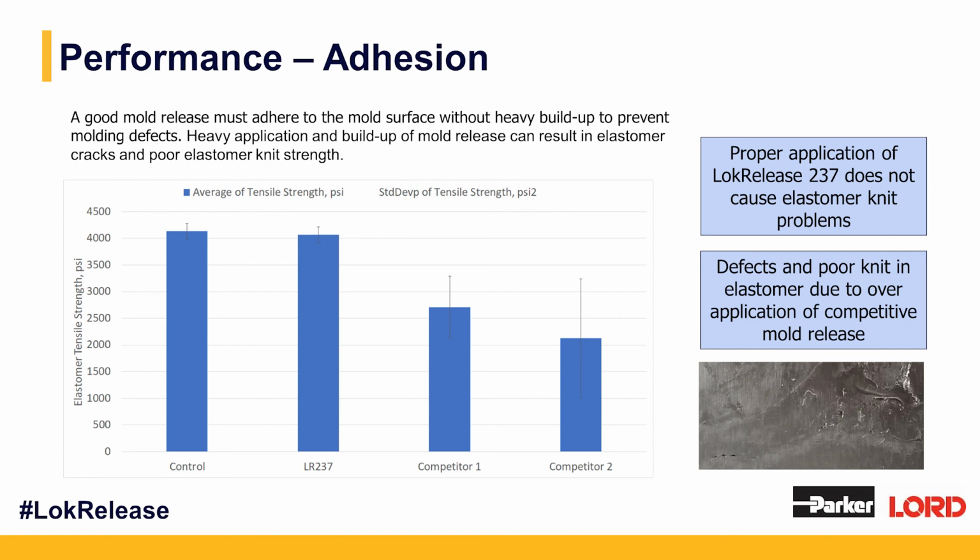whereas the two competitive products have around 50% less PSI strength in the rubber due to the transfer of mold release into the rubber. The photo on the bottom right is of the rubber section from the competitive product and indicates a high level of knit lines caused by the amount of mold release that is in the rubber. Proper application of Lock Release 237 will not cause knit lines or other defects in the elastomer.